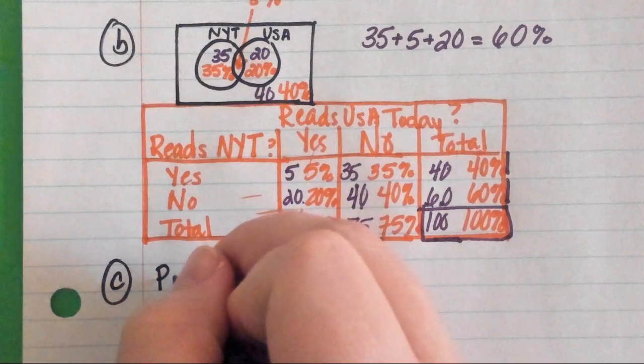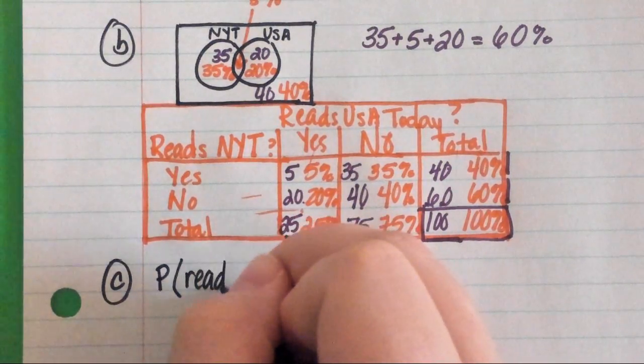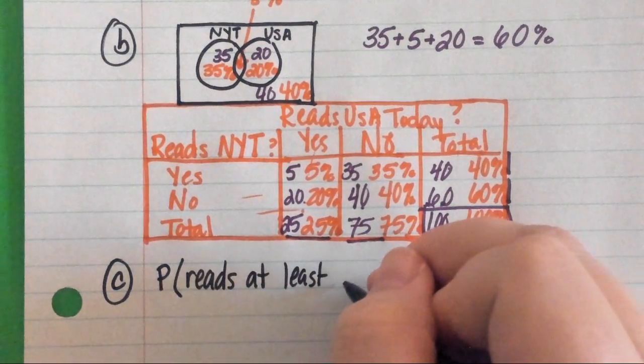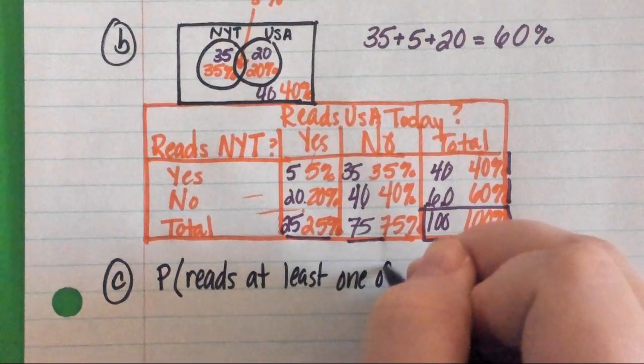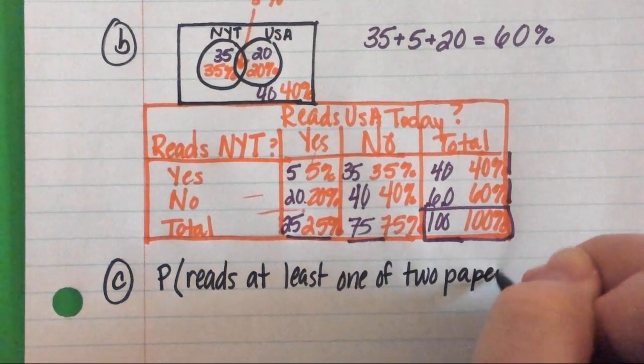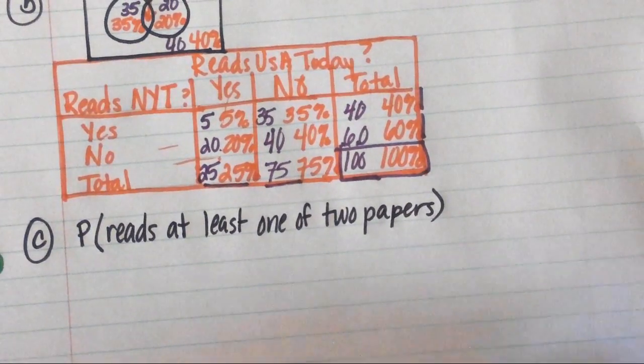It's really unfair to assume that you read one of two newspapers. So with that, it'd be like 60, because there's 40% that don't read either. Okay, so probability of reads at least one of two papers.